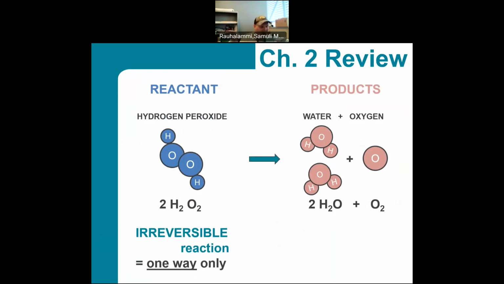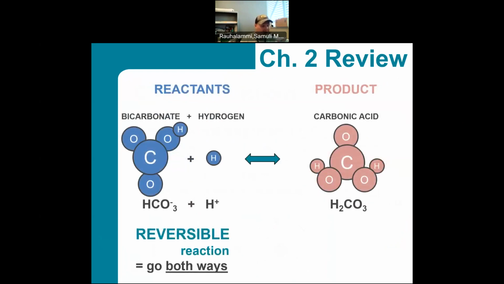The movement is only in one direction in this reaction. It's known as an irreversible reaction. We do have some reactions where the reaction can move back and forth in both directions.